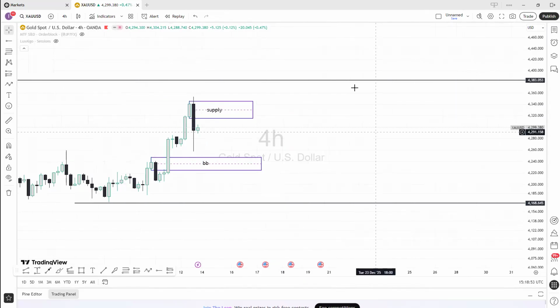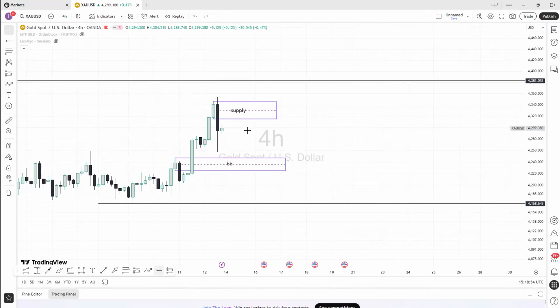So we have 2 points of entry over here. If price reaches that supply and we get confirmation, then we can get a short position. If price reaches this breaker block, we can get in for a long position. Also, this breaker block has high probability because we have that endorsement created over here.